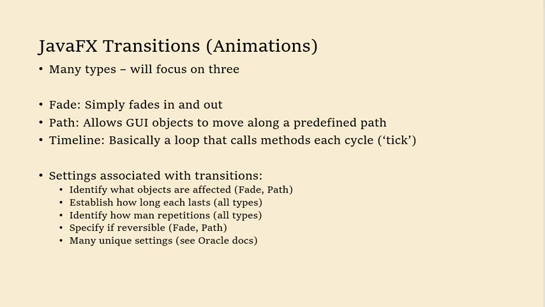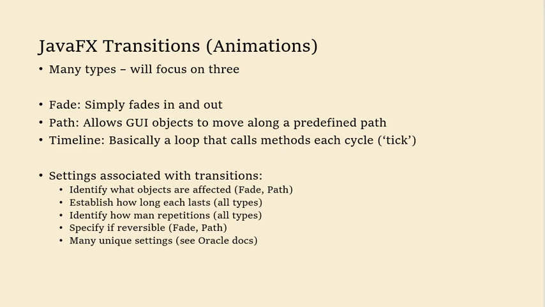The second is a path transition, where you define a path and then you attach a GUI element to the path and it will travel along the path. And again, all kinds of settings for that. How long does it take? Does it go back and forth? Does it do it more than once? Does it do it all the time?